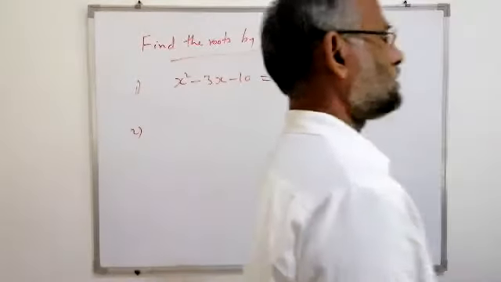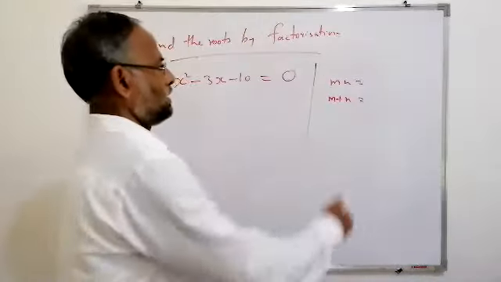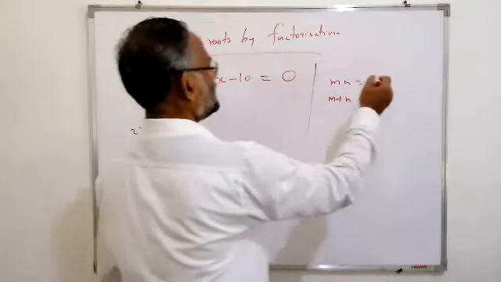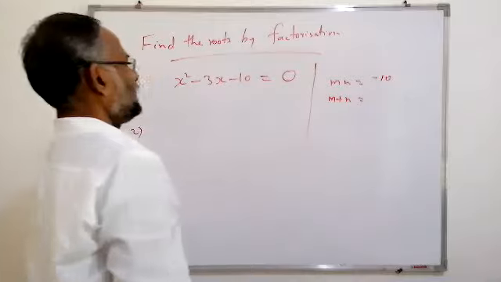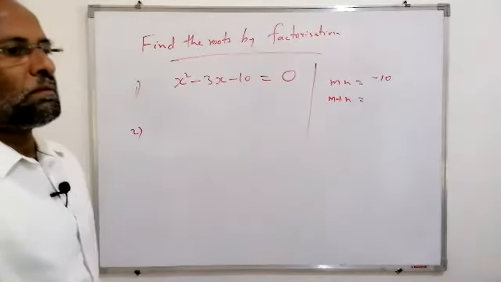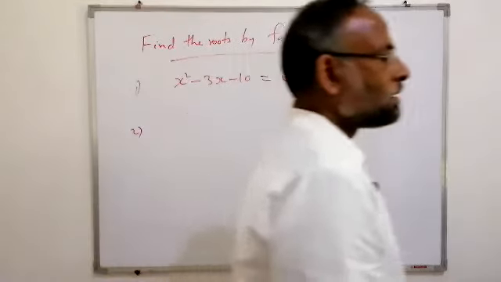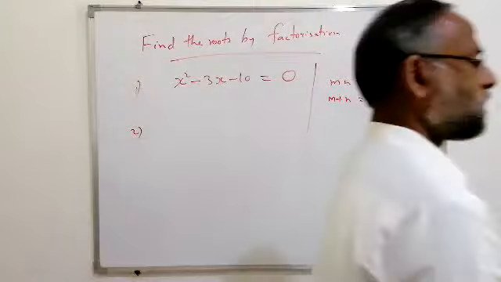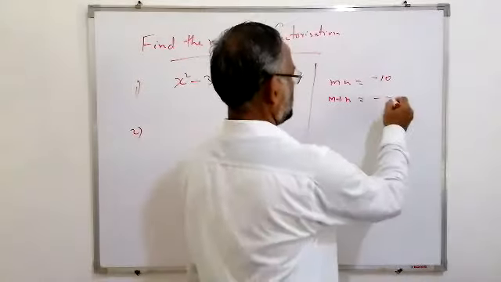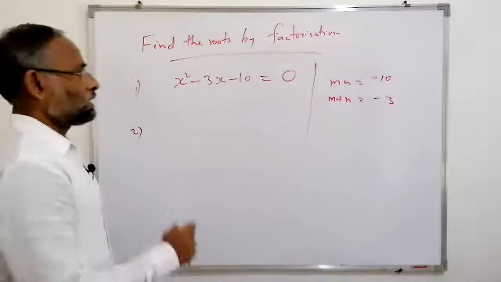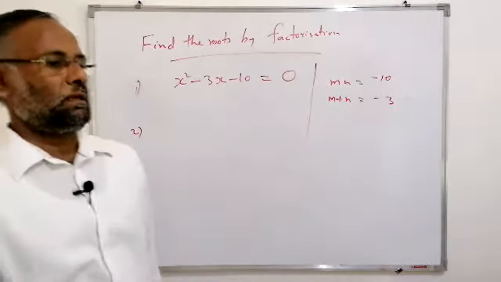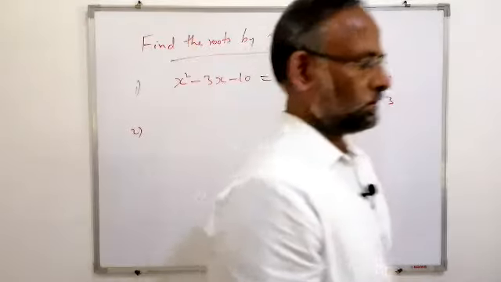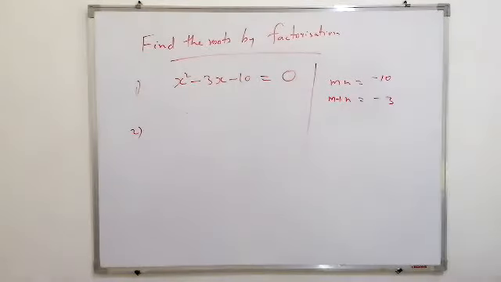Two zeros are the two roots. Now listen here, okay. Multiplication is minus 10, and addition is minus 3. Two numbers you have to think about. First clue: are the two numbers the same sign?